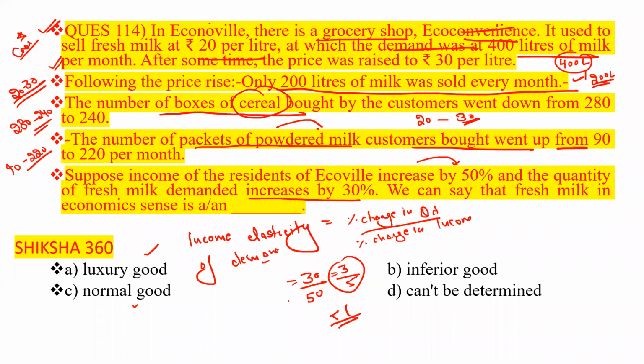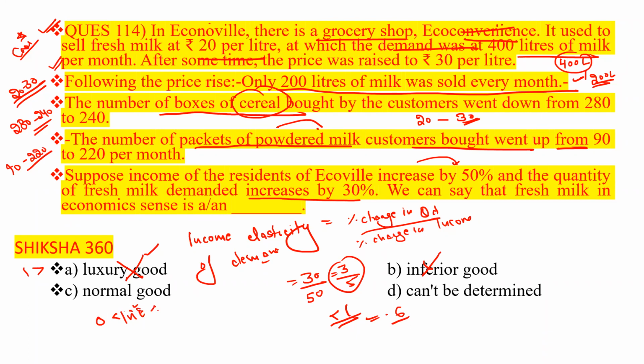If it is more than 1, then it is considered a luxury good. Here it is equal to 0.6. So for more than 1 it is considered a luxury good, so this one is not the answer. Inferior good, no. It is 0.6, so it is between 0 and 1.